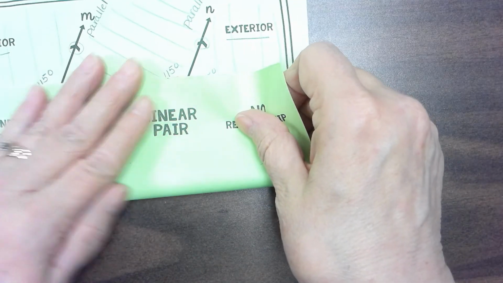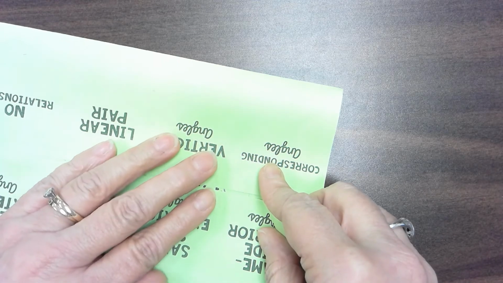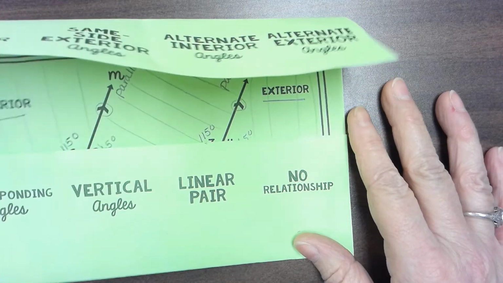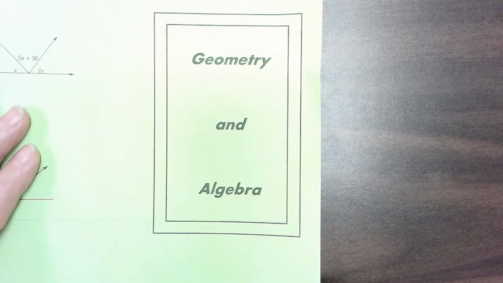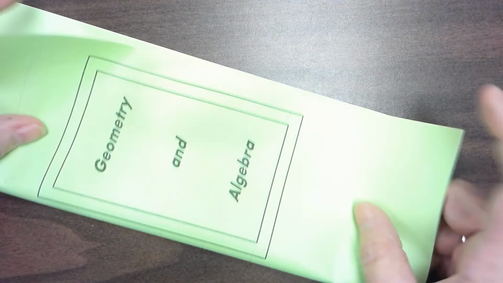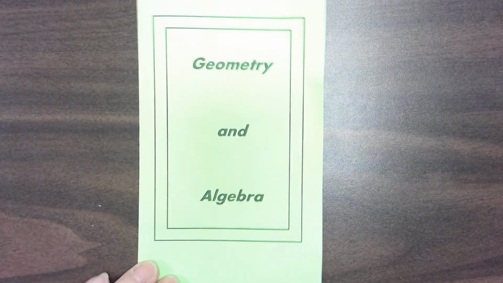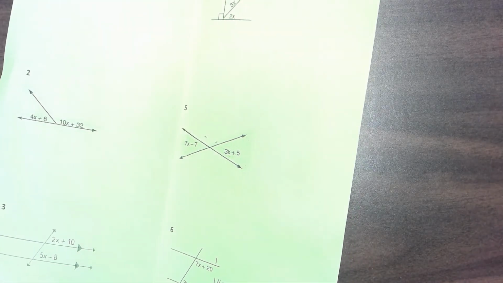Okay, so we're going to fold this up, and we'll have all of our definitions there for us. You're going to have to learn those definitions. Then we're going to go to our last little piece. Everything in here, other than the one that we're going to do, is homework. We're going to put some algebra with our geometry.